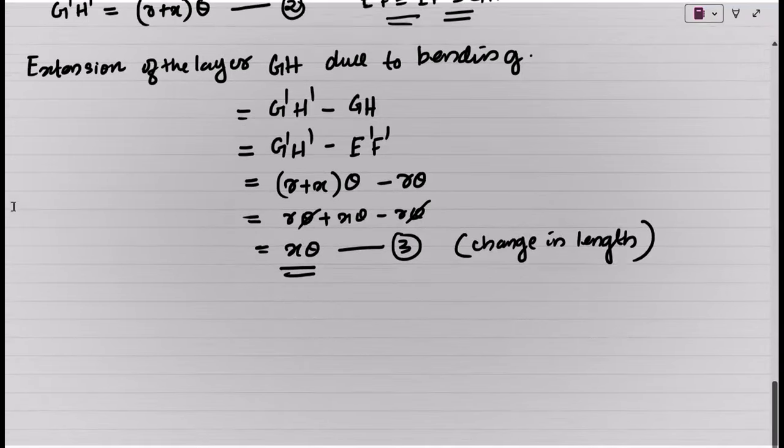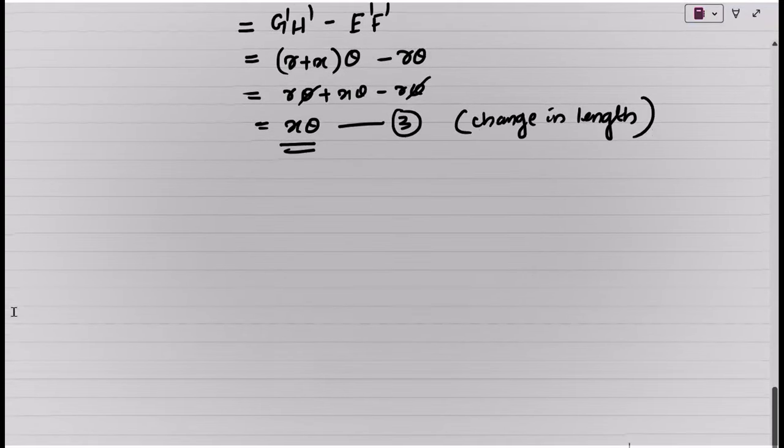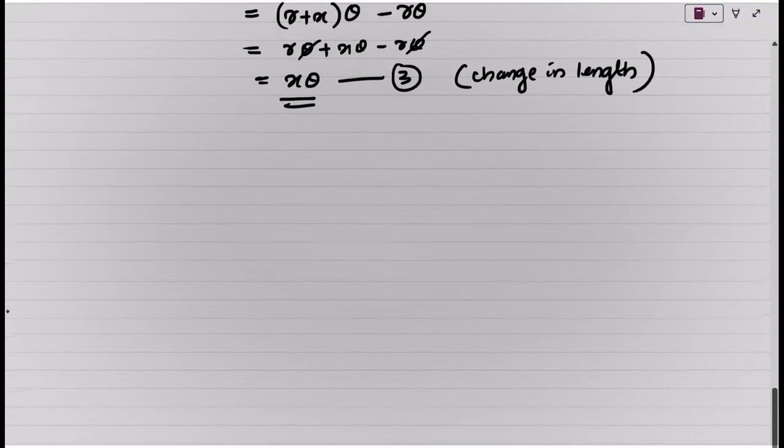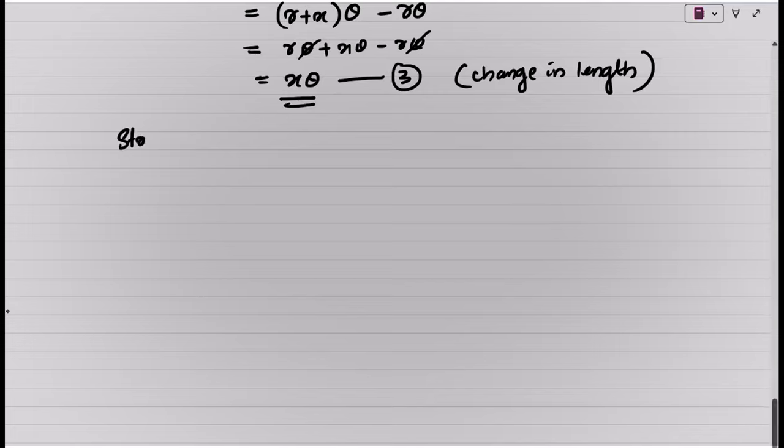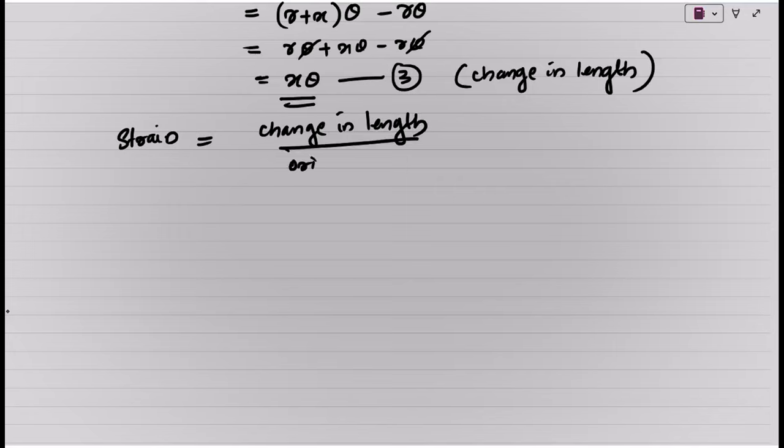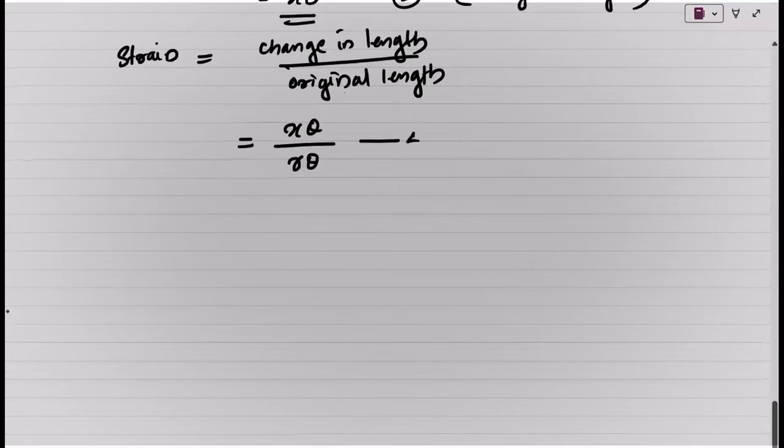Now we are going to write the strain caused by the load. Strain is equal to change in length divided by original length. We have the change in length X theta, and the original length, that is before bending, is R theta. That is equation number 4. We can cancel theta, and it is X by R.